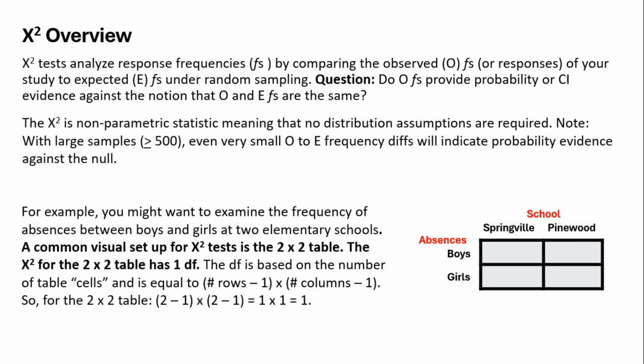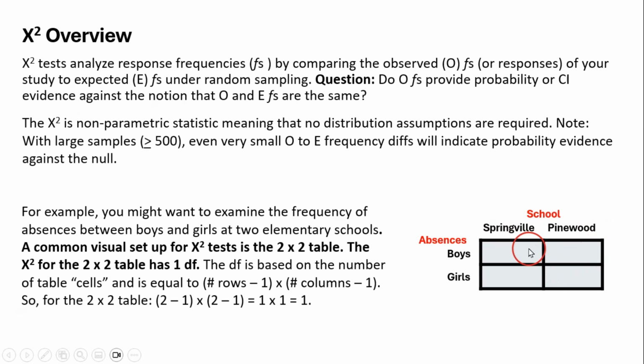Each cell is a response category. We have a variable or group over here on the side that could be labeled absences: boys, girls. And then up on top here is the school variable, and I just came up with a couple of names of different elementary schools, like Springville and Pinewood, for example. And so you have these 4 cells to separate out the possible combinations of the responses.